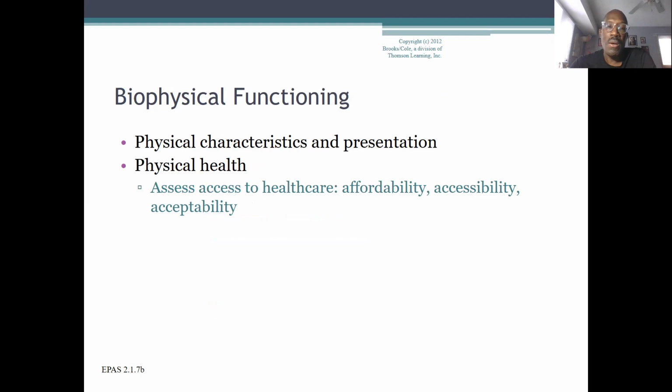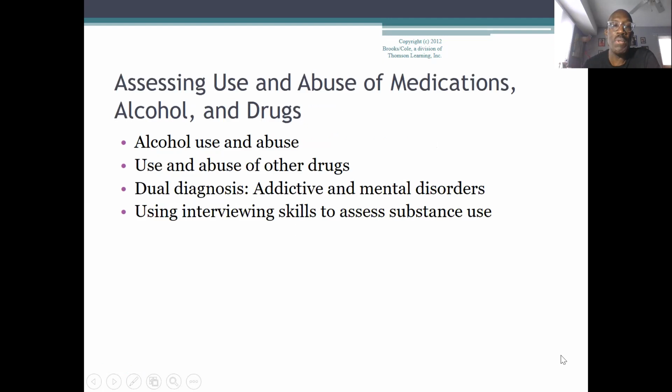This primarily speaks to physical characteristics and presentation as well as physical health. So, how are people doing? Believe it or not, biophysical functioning can exacerbate other areas of functioning. If I have a medical condition that is debilitating and chronic, that could lead to issues around mental health functioning, maybe being depressed. They're tied together. So as we work with families and individuals, it's important to understand physical characteristics and presentation, the importance of physical health, and their access from an environmental standpoint to healthcare and affordability as well. Those are all important factors to keep in mind.